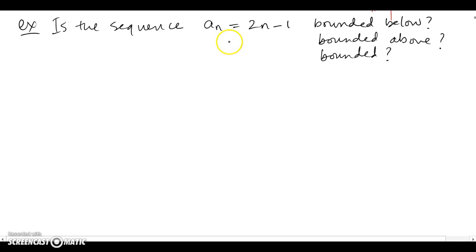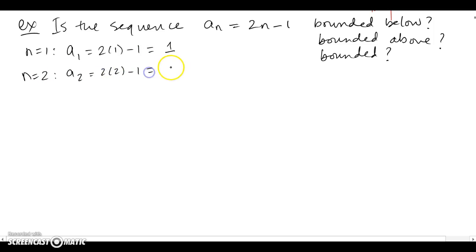So the question is, is this sequence bounded below, bounded above, and finally, is it bounded? Well, let's just take a look at the terms of the sequence. If n is 1, I have a sub 1, which is 2 times 1 minus 1, that's 1. If n is 2, I have a sub 2, which is 2 times 2 minus 1, that's 4 minus 1, which is 3. A sub 3 gives me the next odd number, and so forth. So the terms of my sequence are simply the odd numbers, and as I go on, the odd numbers are going to get bigger and bigger.